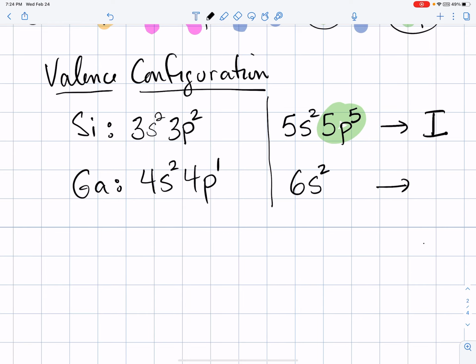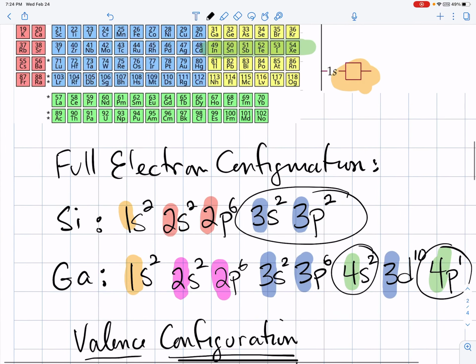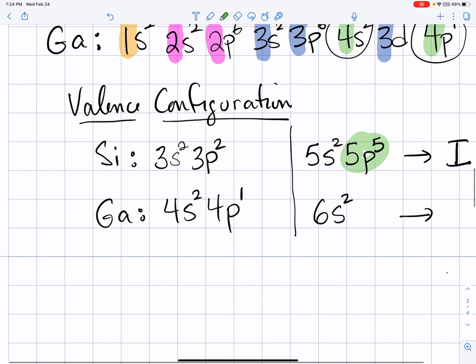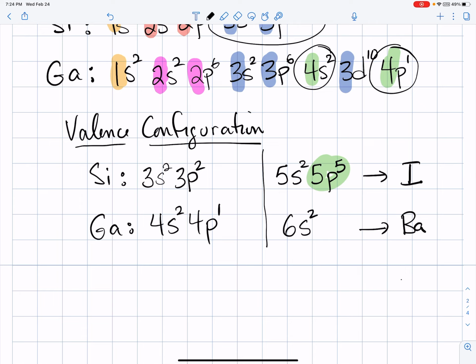Do the same thing for 6s2. So you glance at a periodic table. 6s2, so you're in the 6th row. So go down to the 6th row. You're in the s block. The s block are the first 2 columns, and 6s2 is the 2nd element in there. So 6s2, that's going to be barium, right? In the 6th row, 1, 2, 3, 4, 5, 6, the 2nd element of the s block, that's barium. So we come over here and say this valence configuration belongs to barium.